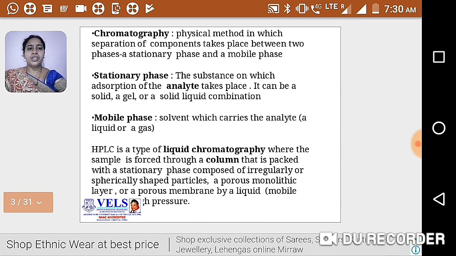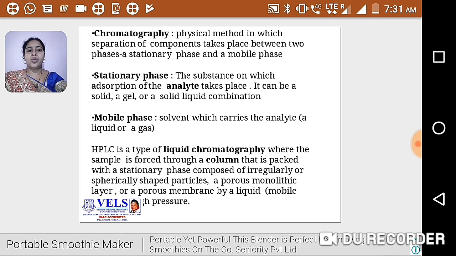Coming to some definitions. Chromatography. It is a physical method in which separation of components takes place between two phases, a stationary solid or liquid combination. Mobile phase: solvent which carries the analyte. It may be a liquid or a gas. HPLC is a type of liquid chromatography where the sample is forced through a column that is packed with stationary phase composed of irregularly or spherically shaped particles or a porous monolithic layer or a porous membrane by liquid mobile phase at a high pressure.